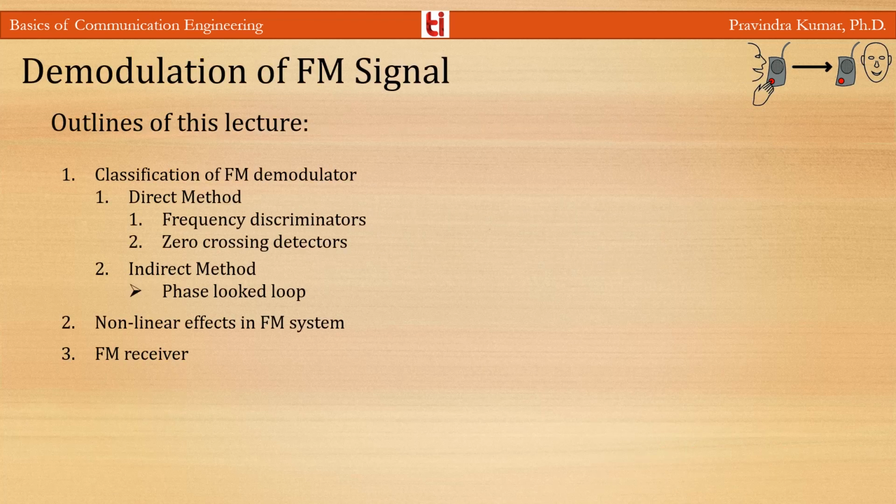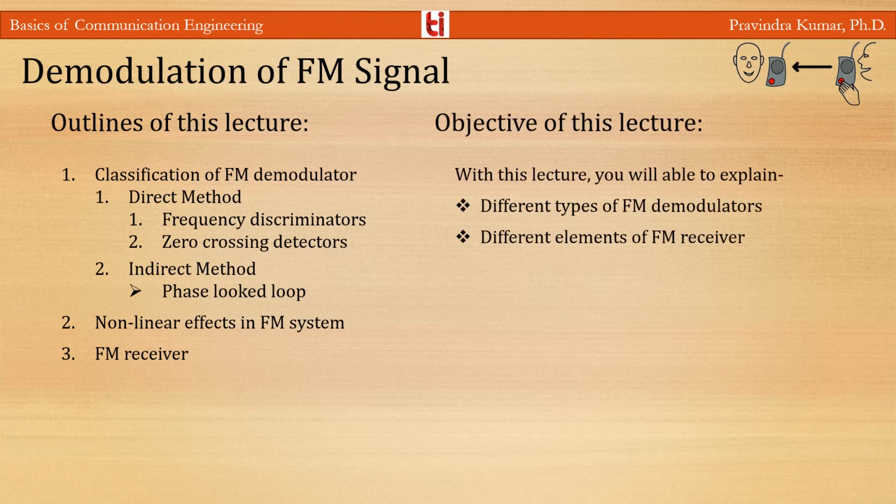The outline of this lecture is the classification of FM demodulators based on the direct method, frequency discrimination and zero crossing detectors, and based on the indirect method, that is the phase locked loop. After this, we will discuss non-linear effects in FM system, and also we will discuss the FM receiver. The objective of this lecture is that you will be able to explain the different types of FM demodulators and the different elements of FM receiver.